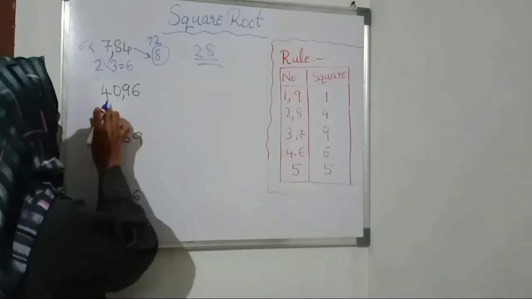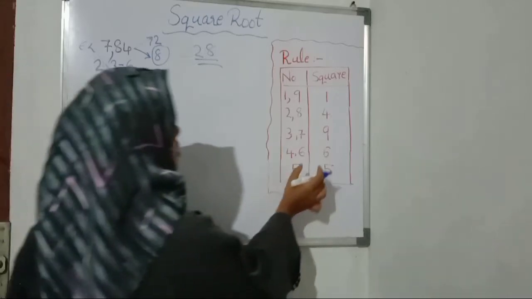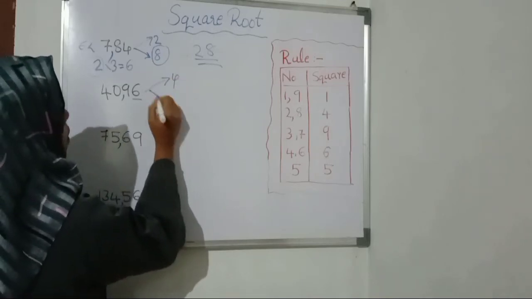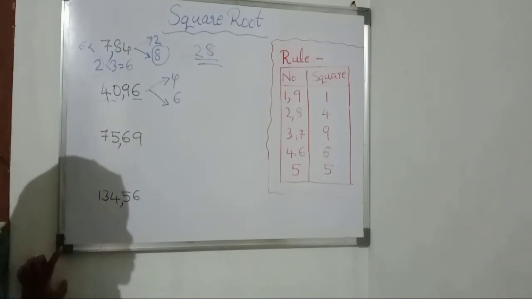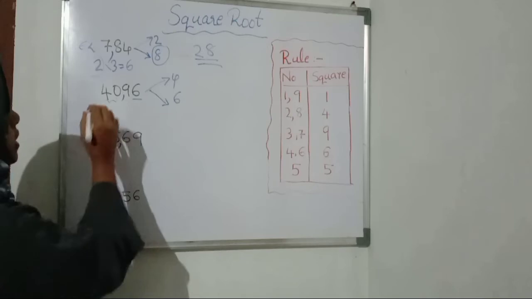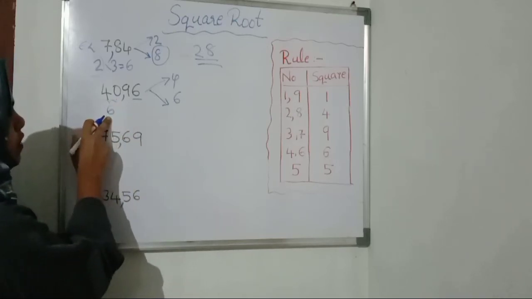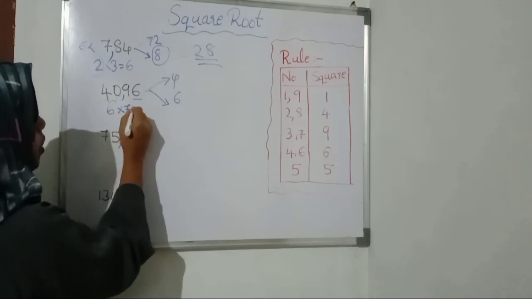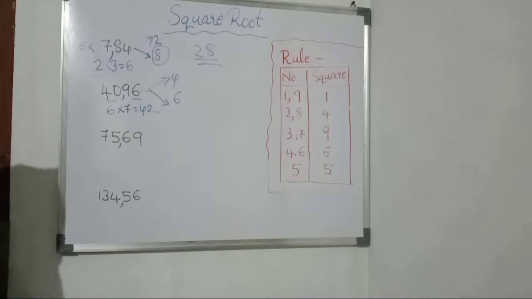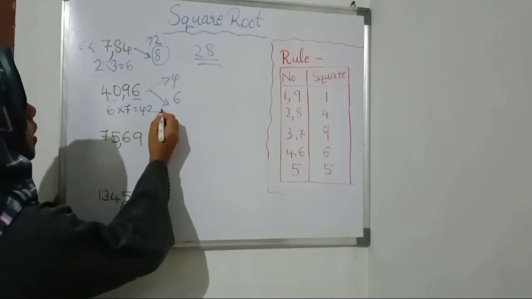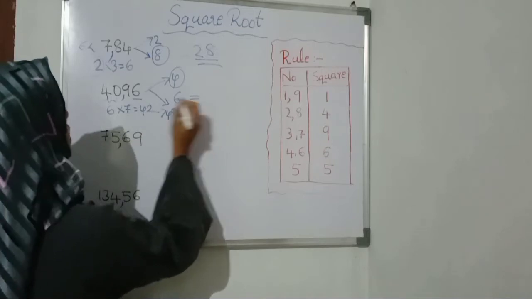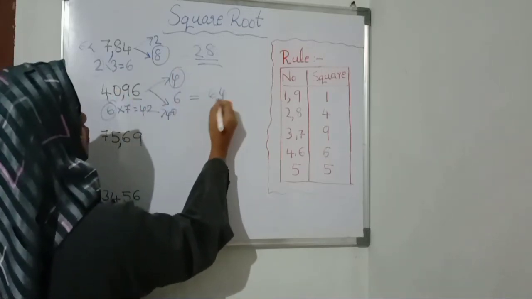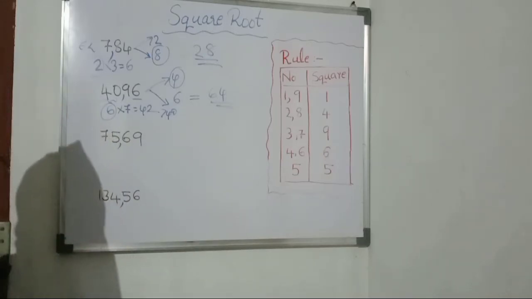Now look at another example, 4096. The last digit is 6, so its root is either 4 or 6. Now the perfect square lying below 40 is 36. We know that 6 squared is 36 and 7 squared is 49, which is greater than 40. So we take 36, and the root of 36 is 6. The number after 6 is 7. The product of both numbers is 42. 42 is greater than 40. If the product is greater, we take the smaller number. So our answer will be 64. Isn't it easy?